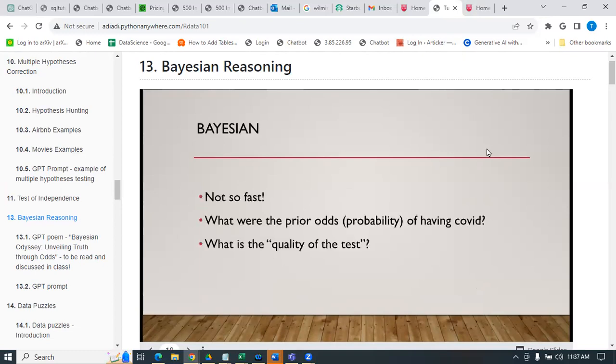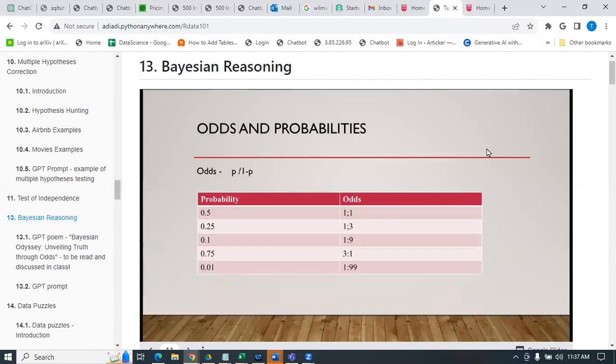So this reaction, oh my God, I have COVID, may or may not be called for. So let's go to Bayesian reasoning. As I said, not so fast. Let's look at the quality of the test. And before we go to evaluation of the quality of the test, let's look at a table of odds and probabilities. We're going to use the odds version of Bayesian theorem.